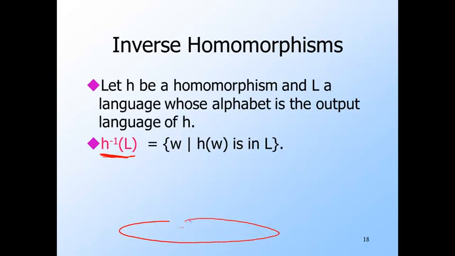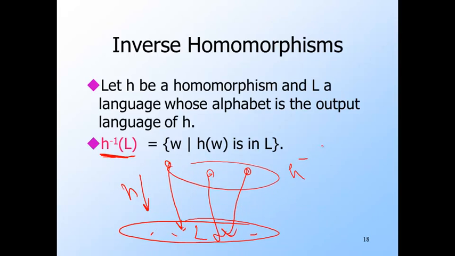So here is the language L. These are all the strings in the language L. Okay, and H will be represented by downward motion. So any string that goes anywhere in L, when you apply H, these are all in H inverse of L. And any string that misses L when you apply H, that's not in H inverse of L.